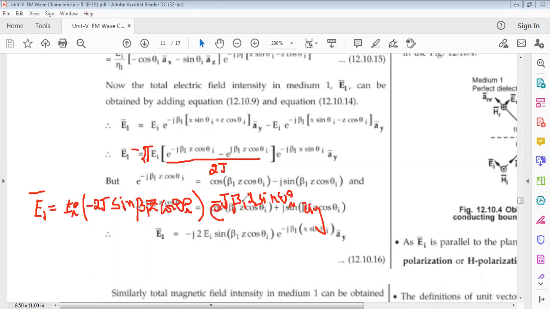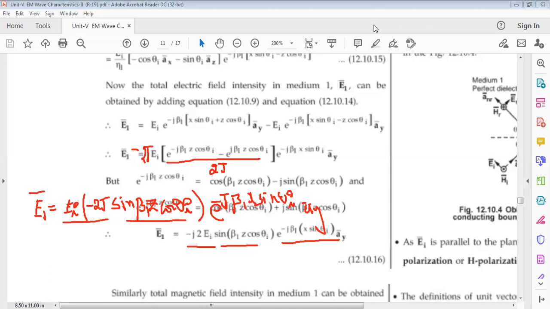Don't confuse, my dear students. There are a lot of equations here, but within the class we have to complete the uniform plane wave and the conducting boundary, then we can understand. In yesterday's class and today's class, you can combine all the equations and recall them and substitute. So E1 bar is equal to minus 2j EI sin beta 1 z cos theta and e power minus j beta 1 x sin theta into ay bar.